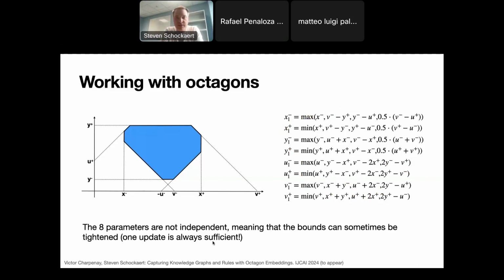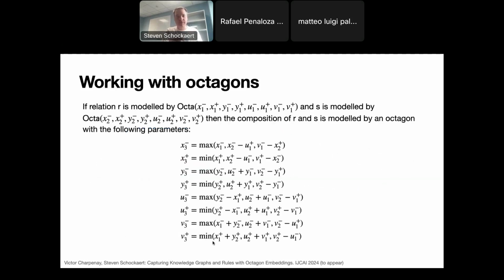We can easily compute intersections and even compositions. So I have the characterization here. Again, details don't matter at all. The point is that if we have 2 octagons, you have one set of parameters for one octagon, another set of parameters for the other octagon. They both represent some relation, and the composition of these 2 relations is also an octagon. And the parameters of that octagon, we can very easily compute. The solution is shown here, but the point is that this is analytical. We can put it in a loss function. It's very easy to work with.